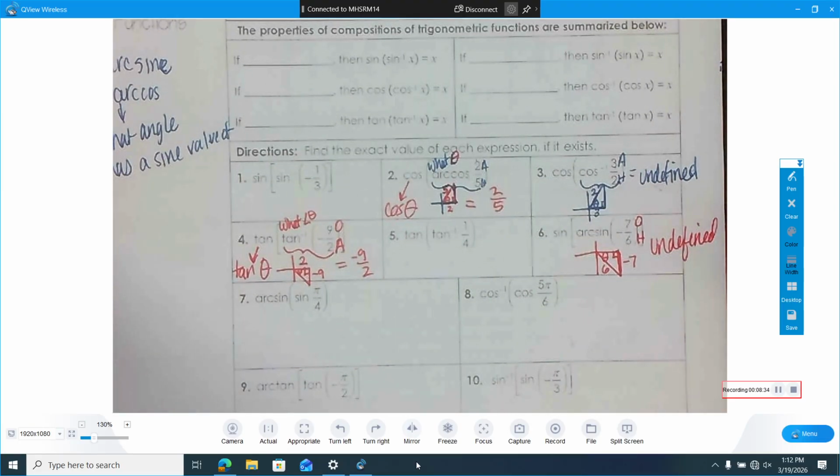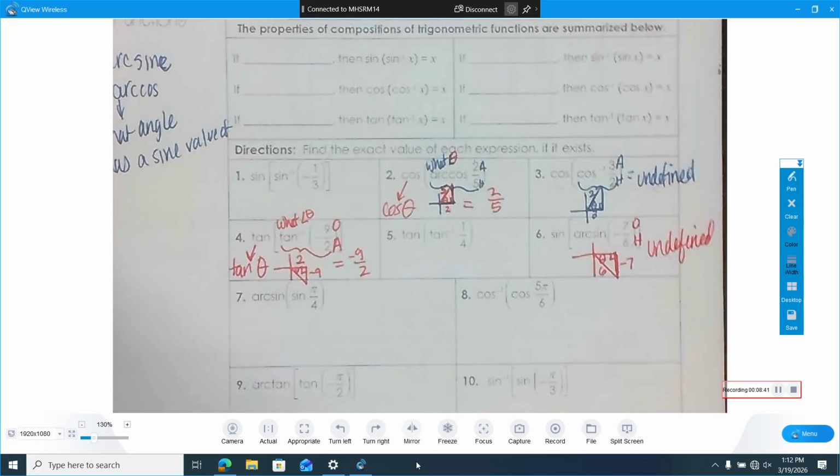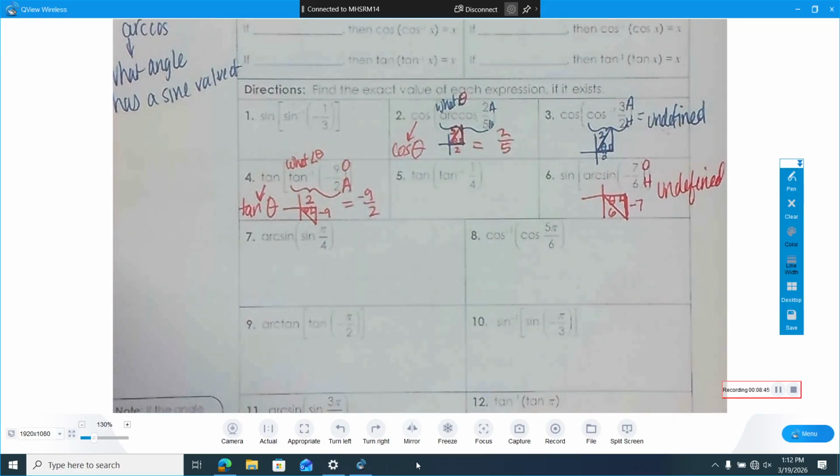All right. So you're not going to see too many of these on Delta Math. Instead, we have ones more like this that are from the unit circle.